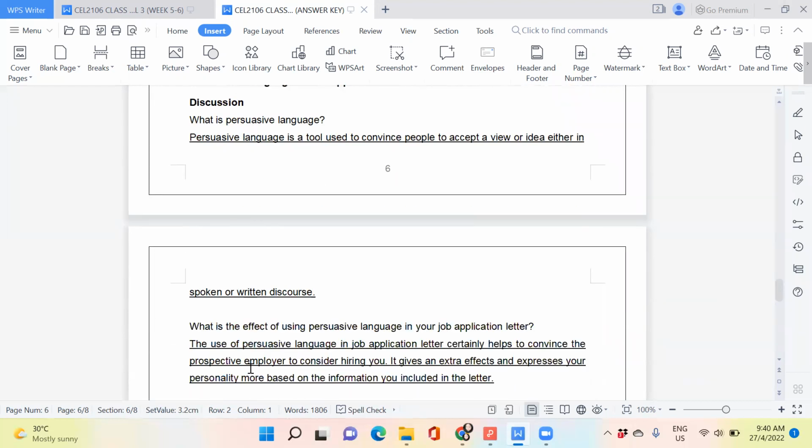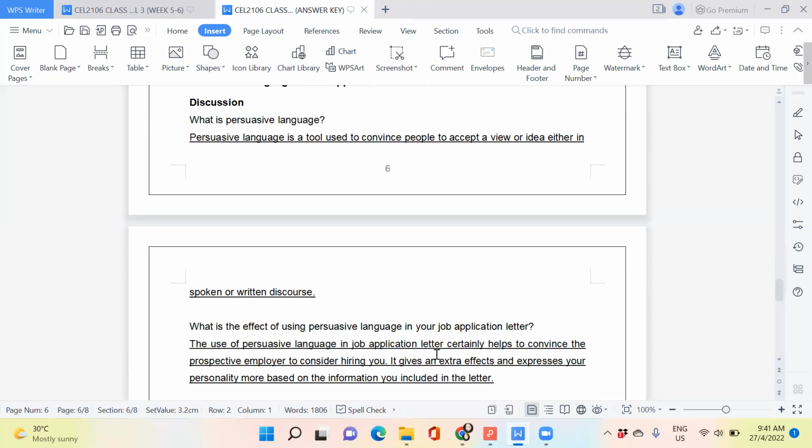Okay, alright, next. So what is the effect of using persuasive language in your job application letter? Okay, so the use of persuasive language in a job application letter will help to convince the prospective employer, your future employer, to even consider hiring you.